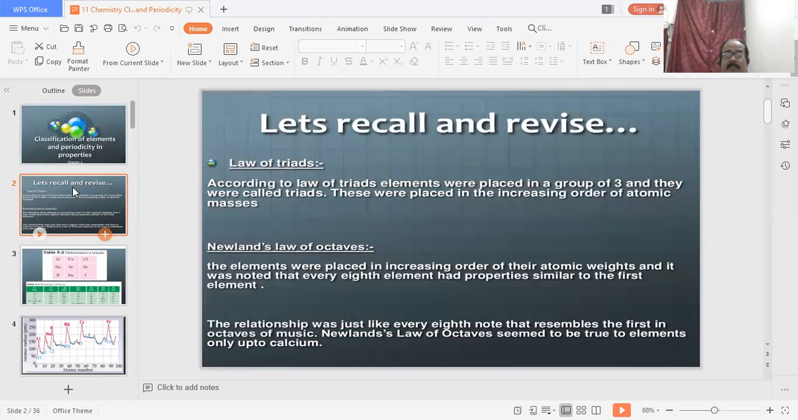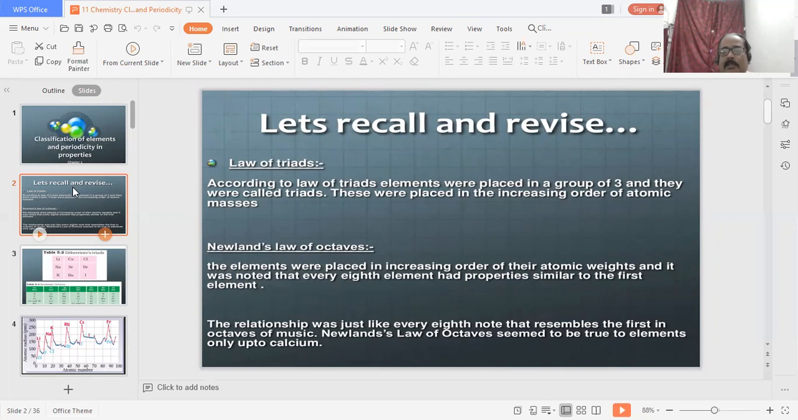According to the law of triads, elements were placed in groups of 3 and they were called triads, and these were placed in increasing order of their atomic masses. These triads were represented by Dobereiner. Dobereiner made sets, and each set has 3 elements, meaning the total number of elements in each set is 3.